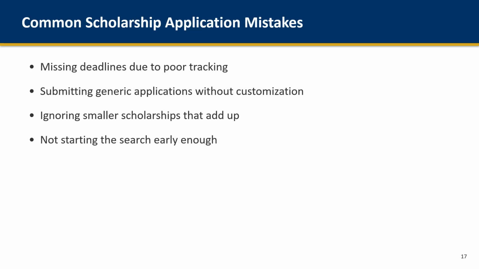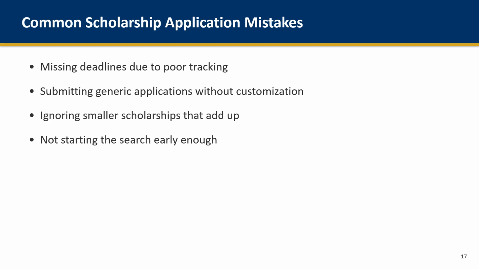Avoid these common scholarship application mistakes. Missing deadlines due to poor tracking eliminates you before reviewers even see your materials. Invest in organizational systems. A missed deadline means zero chance of success. Submitting generic applications without customization wastes your effort and disrespects the scholarship committee's time. They want to fund students genuinely aligned with their mission, not students who are applying everywhere indiscriminately.